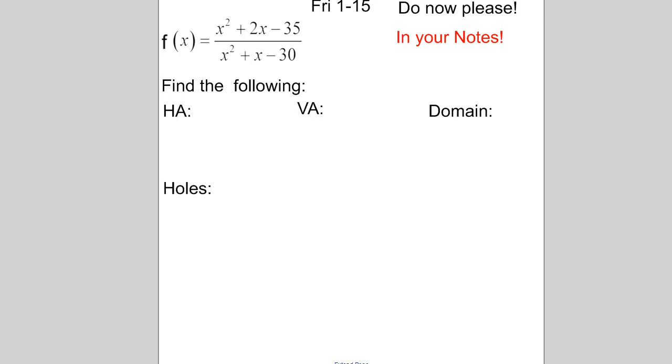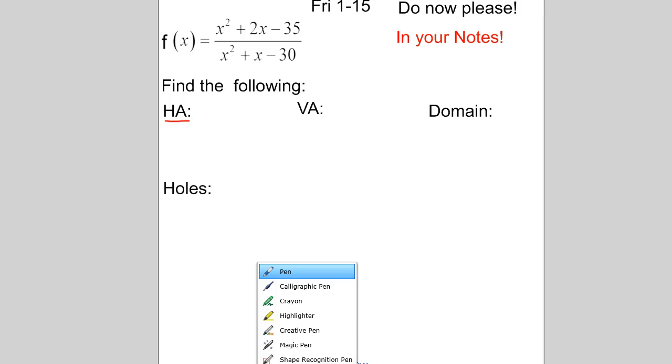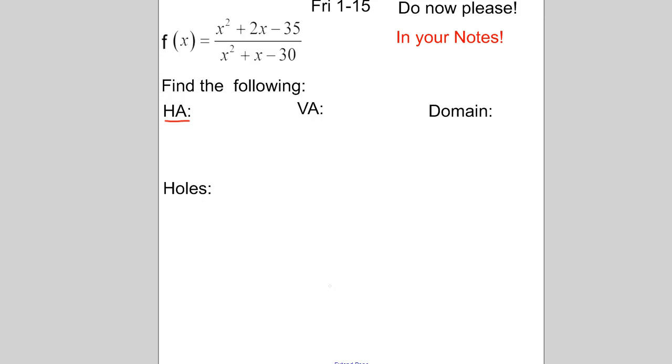Okay, why don't you go ahead and pause this and take about 5 minutes to get these answers figured out. You're going to need your notes from yesterday to take a look at how to find the horizontal asymptotes, because we probably need to refresh that. Figure out all of these, come back in 5 minutes. So pause this. I'll see you in 5.